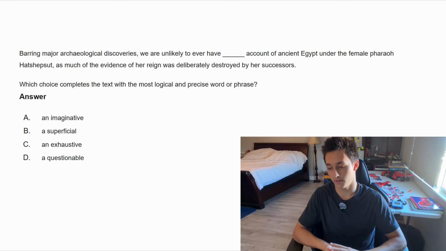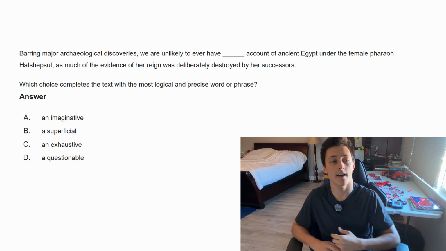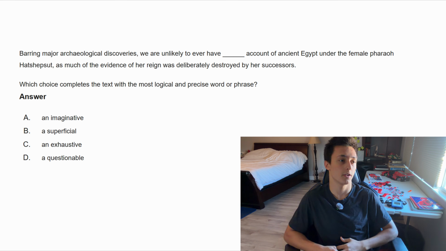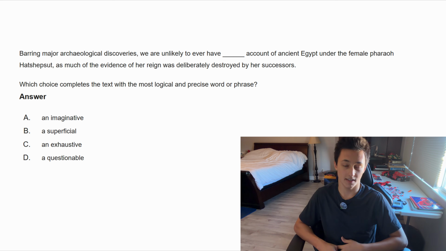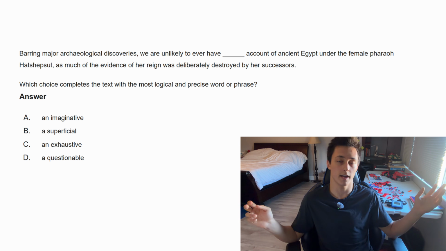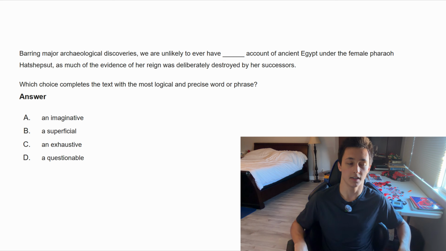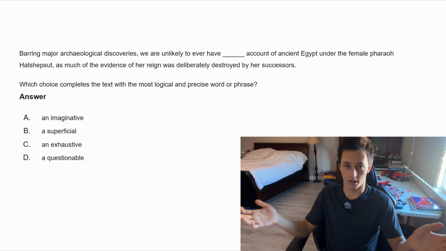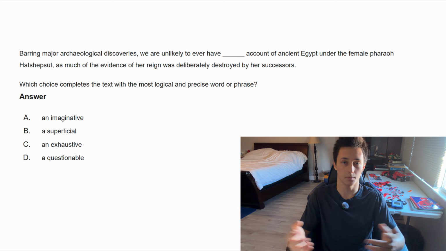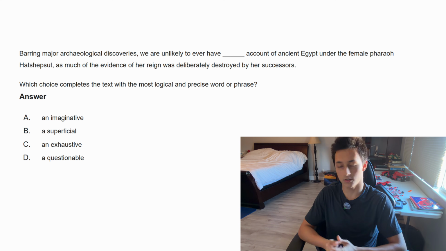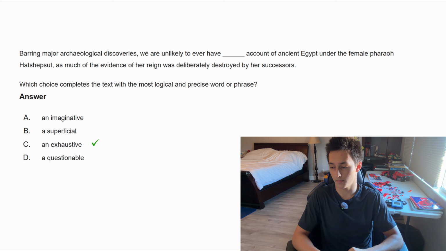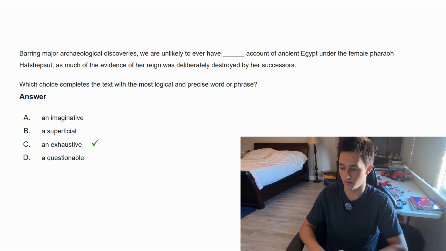An exhaustive. That means if someone would say, I have an exhaustive list of places to go to, that means they have tons of places, right? They have a lot of detailed information on these places, and just so many of them, right? An abundance of them. And that's a great answer choice here. That essentially goes with our solution.